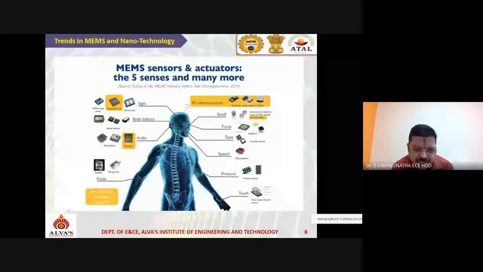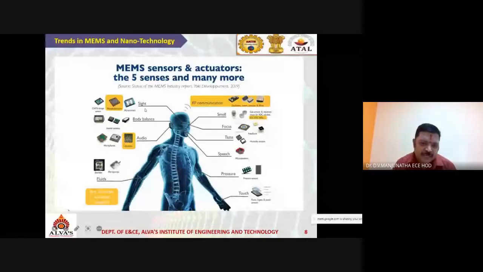All those sense organs are covered, and like the human, the sensors will work today. So the five senses are sight, body balance, audio, smell, focus, taste, speech, right? All these are the sense organs, right? All these are covered by CMOS image sensors, and then microbolometers and micromirrors work as the sight of a human being. Likewise, body balance can be done by inertial systems.